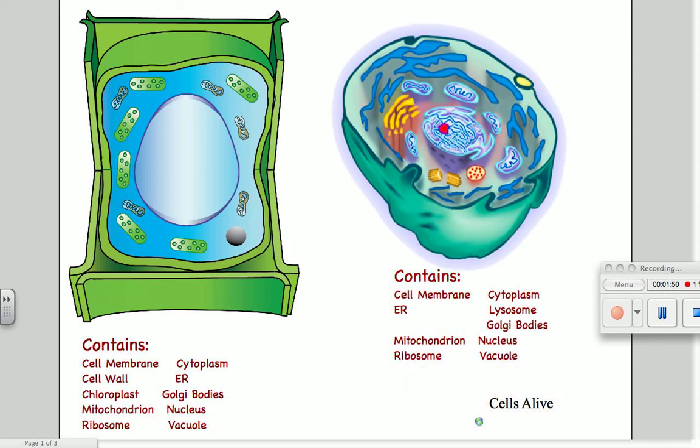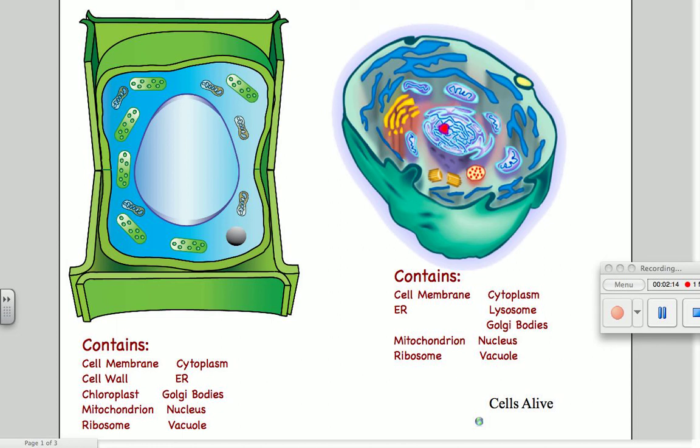Okay, the animal cell contains the cell membrane, the endoplasmic reticulum, which are all those little squiggly things right there. Mitochondria, which are these things, the little jelly beans. They kind of look the same from the plant cell to the animal cell. Ribosomes, vacuoles, a nucleus, Golgi bodies, lysosome, and cytoplasm.